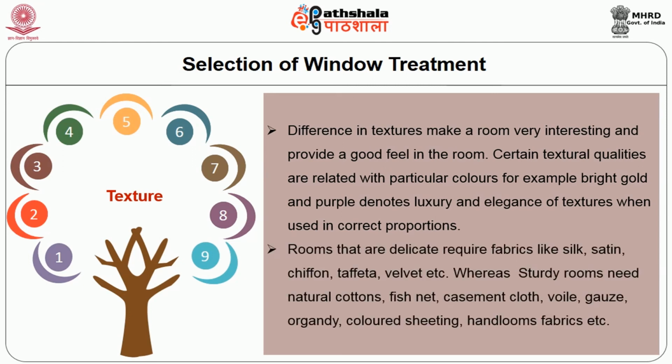Rooms that are delicate require fabrics like silk, satin, chiffon, taffeta, velvet, etc. Whereas sturdy rooms need natural cottons, fishnet, casement cloth, voile, gauze, organdy, colored sheetings, handloom fabrics, etc.